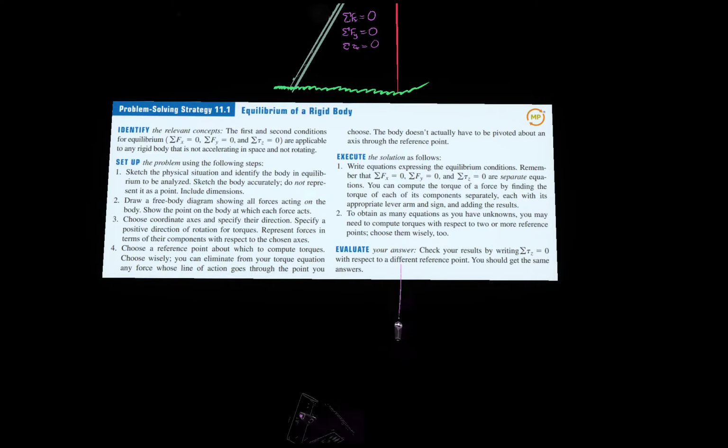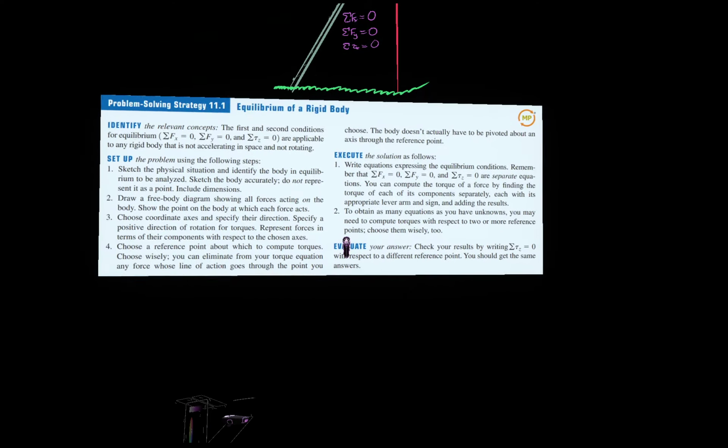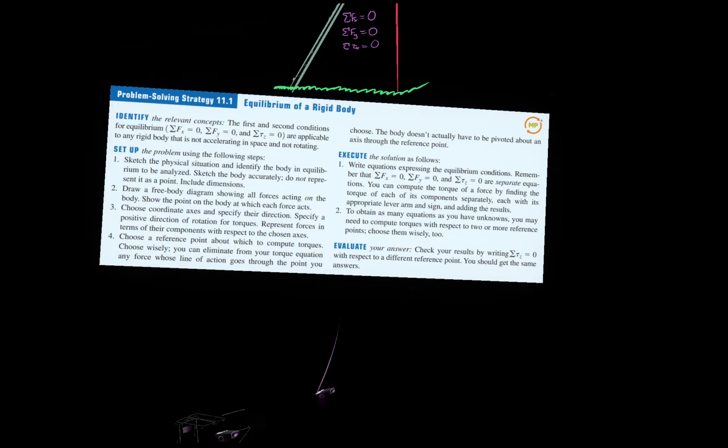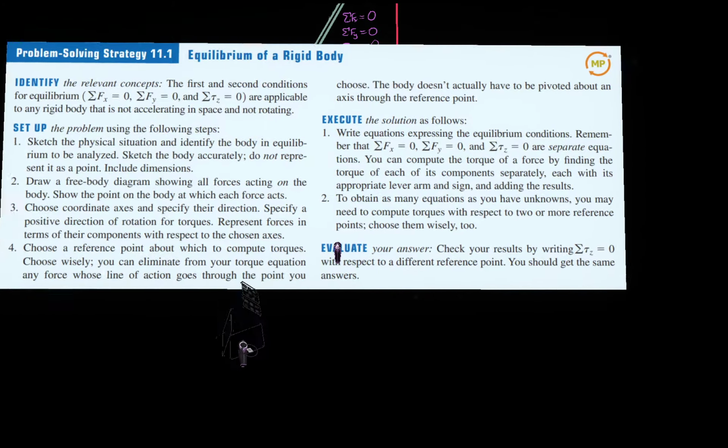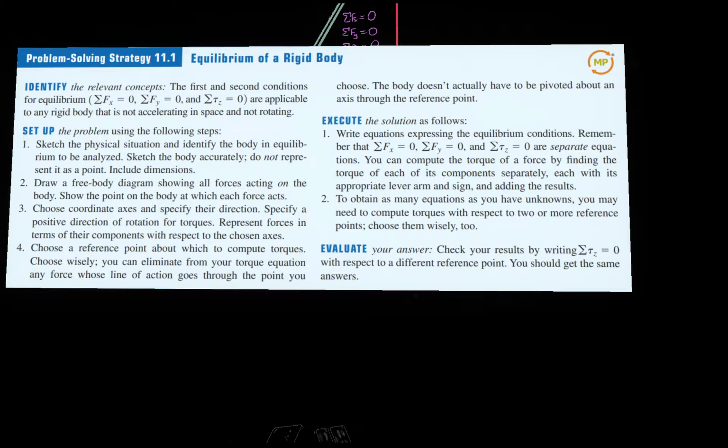So identify: if you're given a problem and you're not told, oh, this is an equilibrium problem, like say on the final exam, you need to know, does this stuff apply? The first and second conditions are that the sum of the forces is equal to 0 and the sum of the torques is equal to 0. They're applicable to any rigid body that is not accelerating in space and not rotating, right? So if you're given a body that's supposed to be rigid, stuck in space, not accelerating, and not rotating, then you know that it's an equilibrium problem.